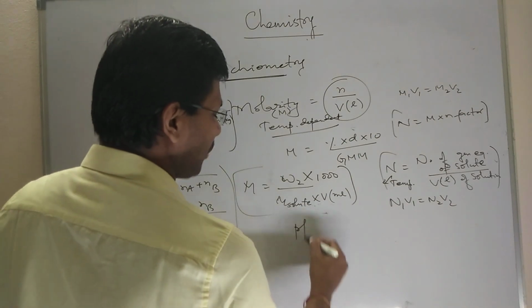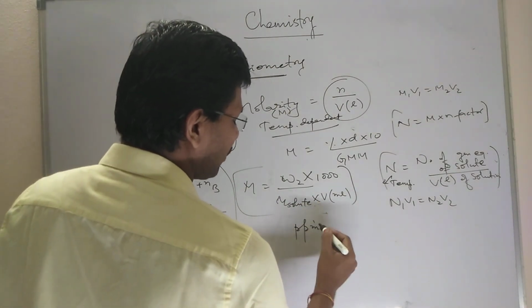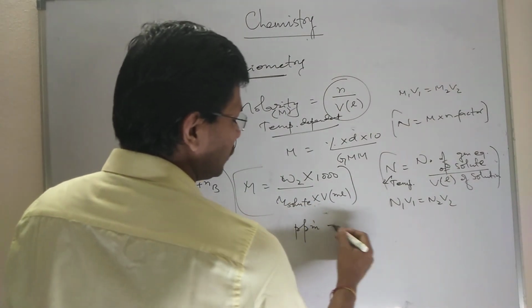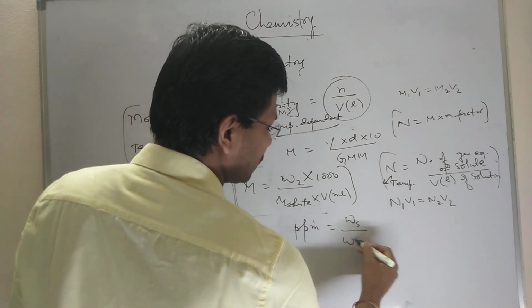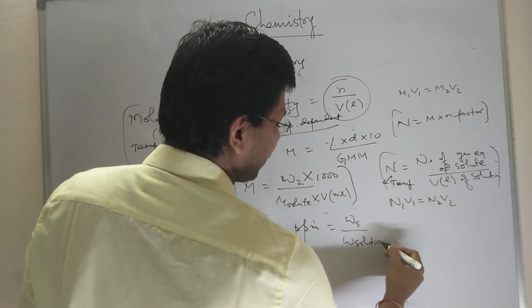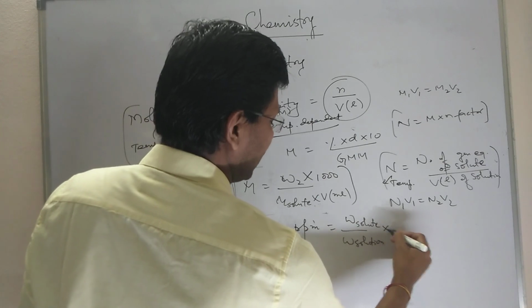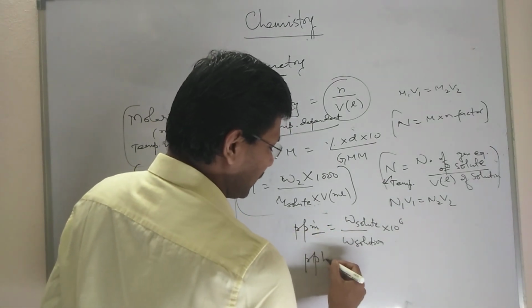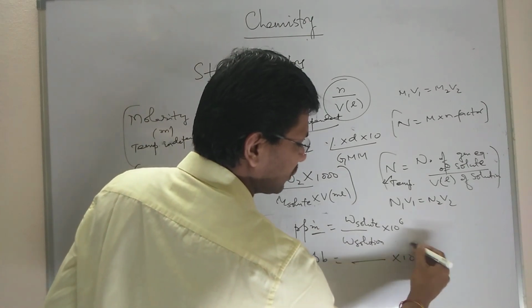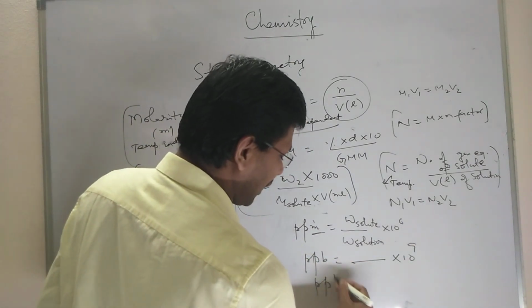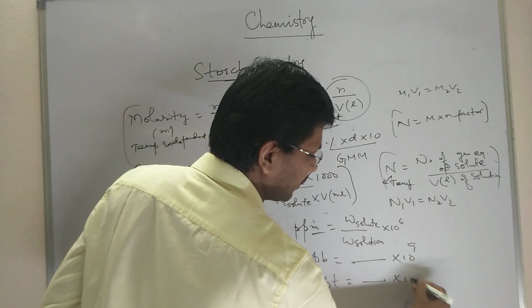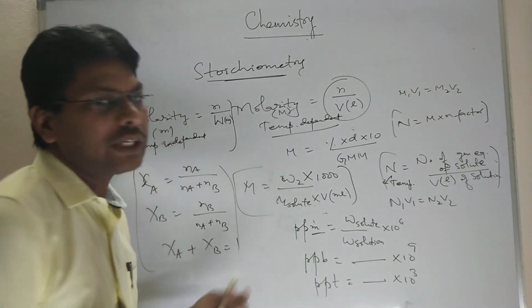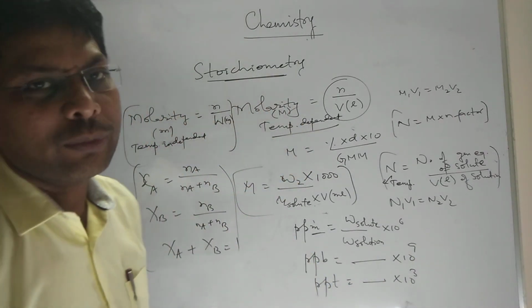Sometimes question based on parts per million, or parts per billion, is also asked. For ppm, weight of solute by weight of solution into 10 to the power 6. If it is million, 10 to the power 6. If it is ppb, then same thing you have to write, and 10 to the power 9. Sometimes parts per 1000 is also asked, same thing, into 10 to the power 3. So like that question can be asked from the stoichiometry chapter.